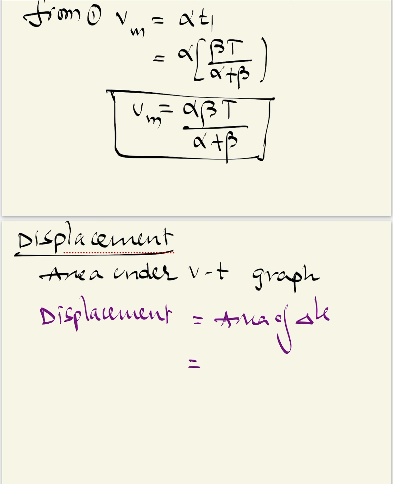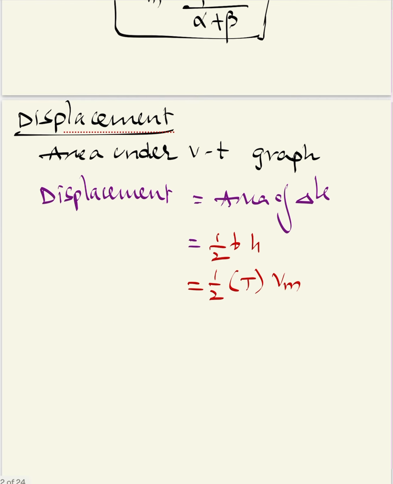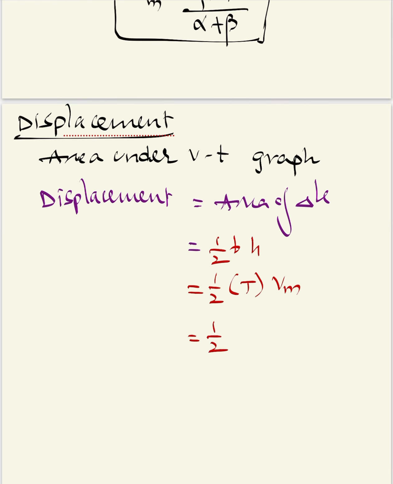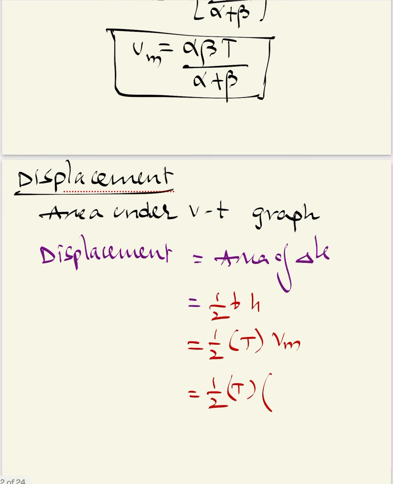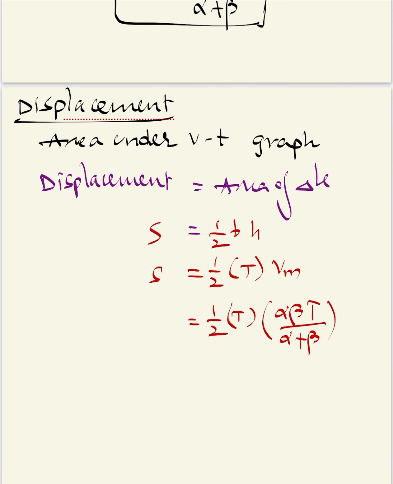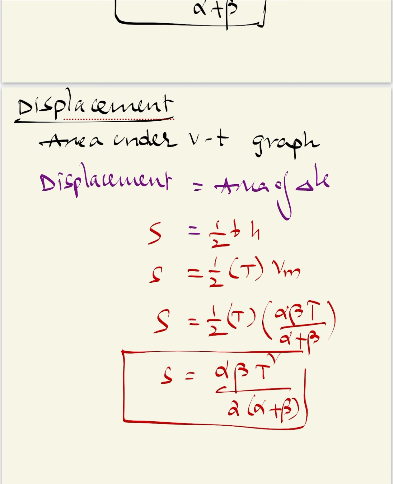What is the area of the triangle here? Half base into height. Half base is the total time, height should be Vm. So you can write half t into the Vm value. What is the Vm value here? See, alpha beta t by alpha plus beta. So finally displacement S equals alpha beta t square by 2 into alpha plus beta. So this is the displacement covered.